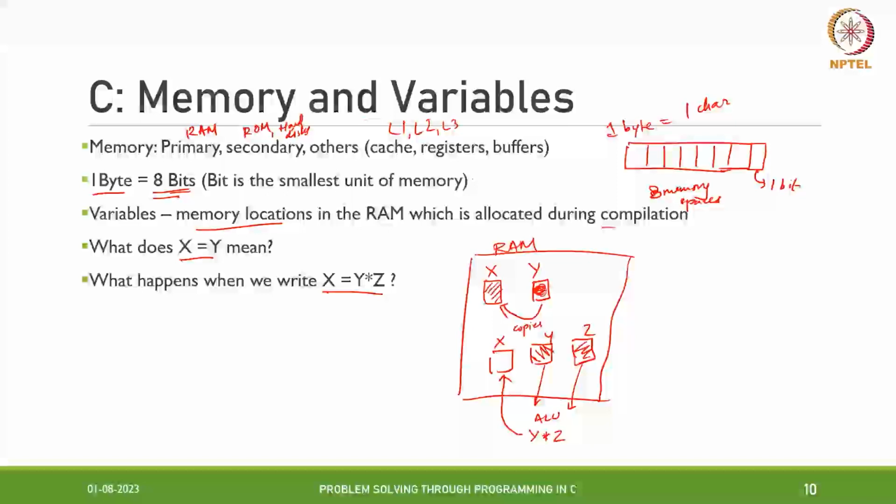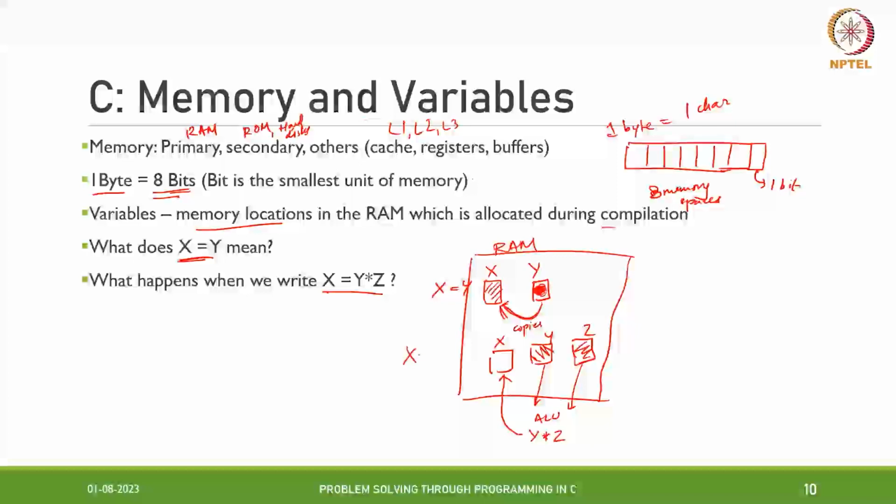Okay, so when you say x equals y, there are two memory locations, x and y, in the RAM. The program goes to the memory location y, sees the value in y, and copies that value to the memory location of x. So this is what happens: it copies the value stored in the memory location of y to the memory location of x. That is what happens when I write x equal to y.